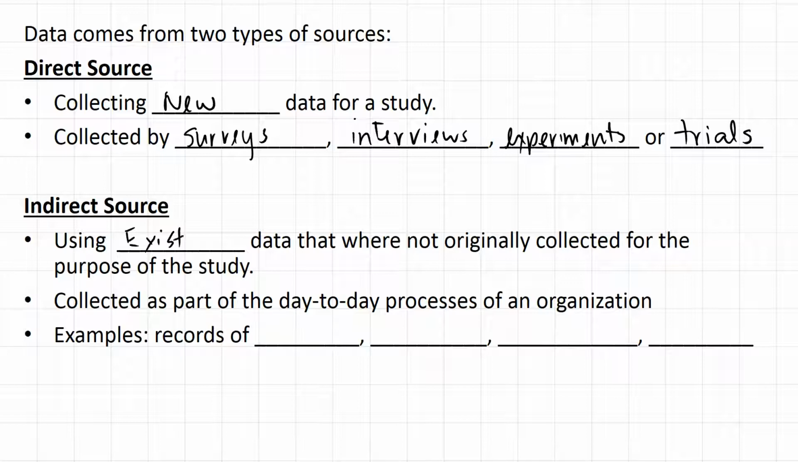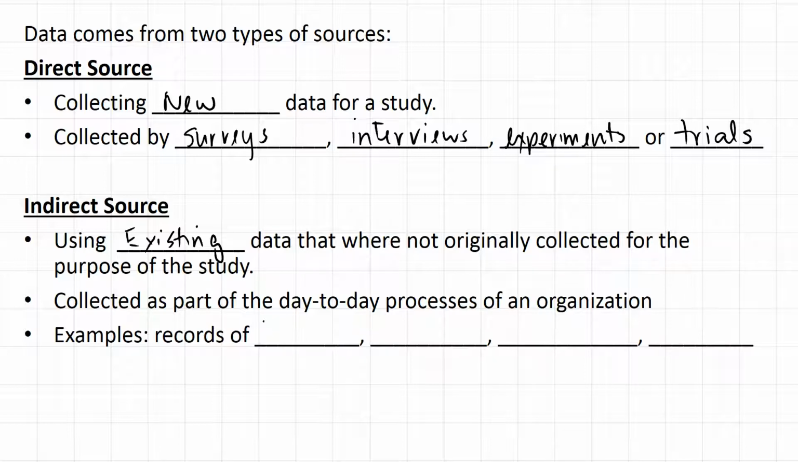So old data, something that's already been collected, and you analyze it. So this is data that is not originally collected for the purpose of the study. And it's collected as part of the day-to-day processes of an organization. So the best way to think about this is maybe by example.